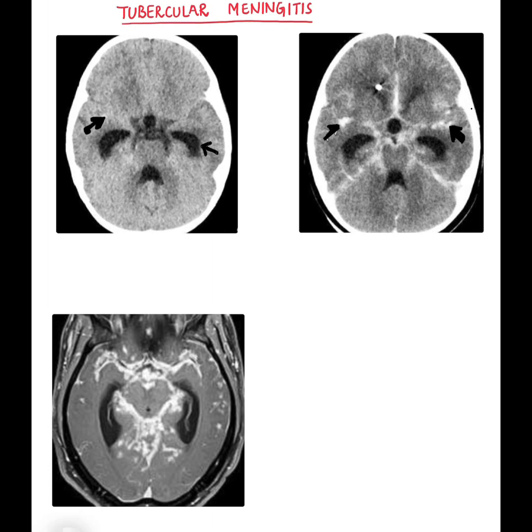Next is, what are the imaging findings in tubercular meningitis? Basal cisterns are the most common site. In the first image, as you can see, the temporal horns are dilated and the ventricular margins are blurred.